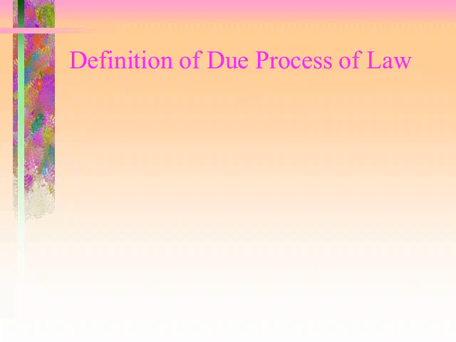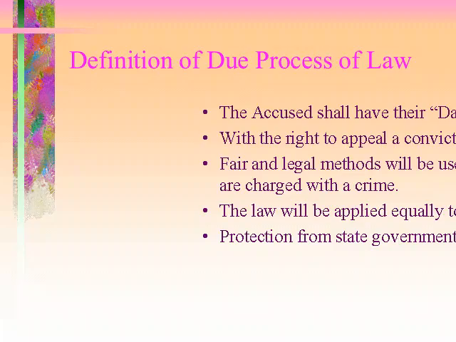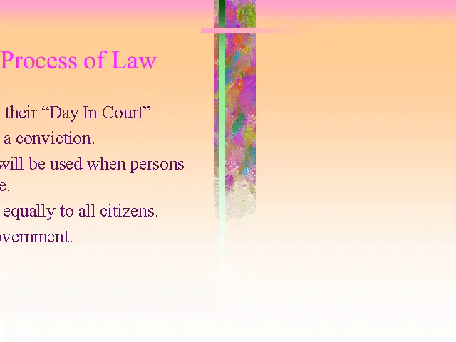What's the definition of due process of law? It means that the accused shall have their day in court with the right to an appeal or conviction. Fair and legal methods will be used when persons are charged with crimes, and the law will be applied equally to all citizens. Protection from state government also.